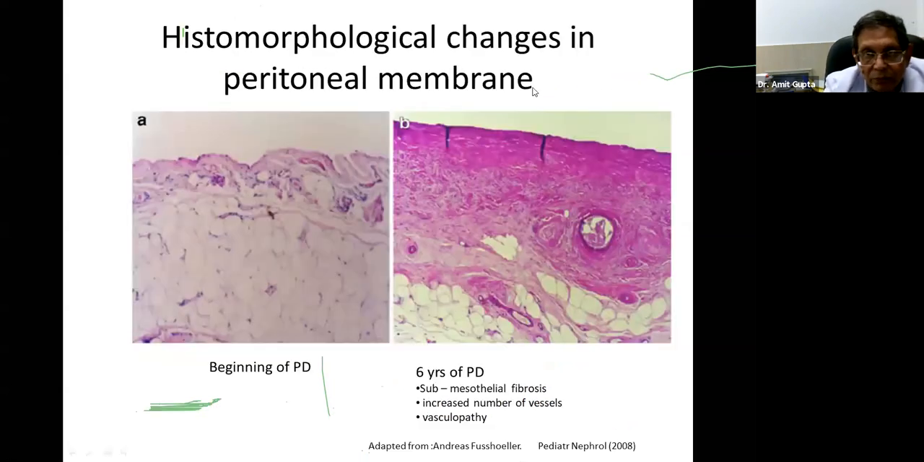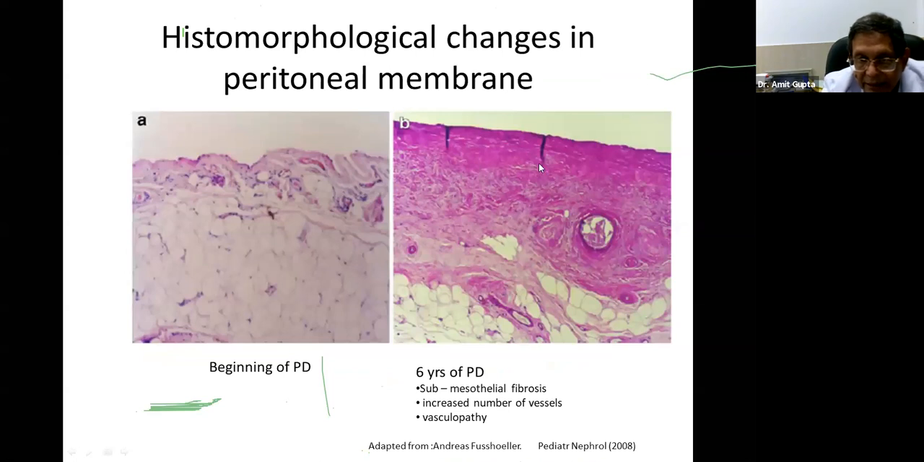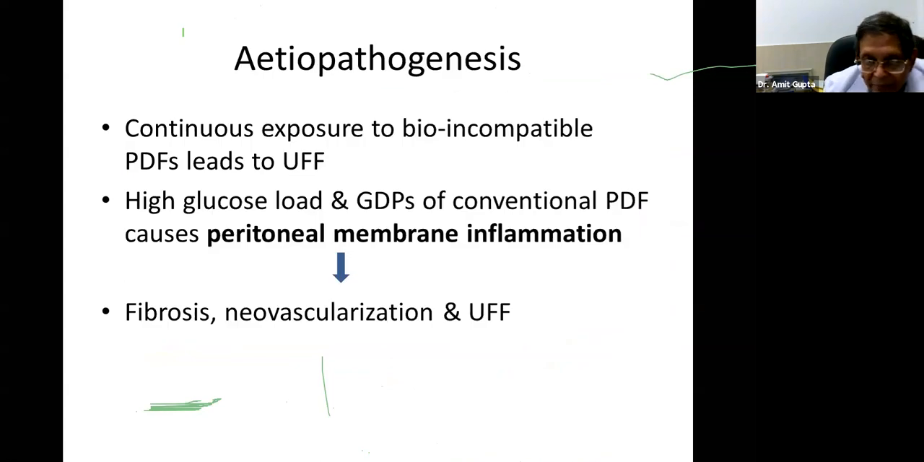If you look at the histomorphological changes, this is at the beginning of PD, and 6 years after start of PD, you can see there's an increased number of vessels in this area. There is submesothelial fibrosis, and there's vasculopathy. Why does this happen? This is because of continuous exposure to bioincompatible PD fluids, which can lead to ultrafiltration failure. The high glucose loads and the glucose degradation products in the conventional PD fluids cause peritoneal membrane inflammation, which can lead to fibrosis and neovascularization and ultrafiltration failure.